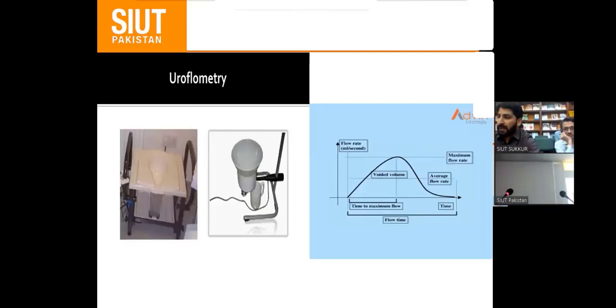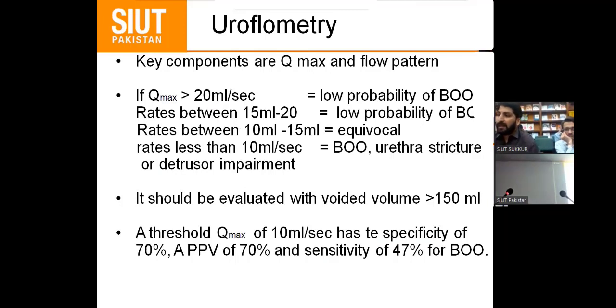Uroflowmetry or UFM: the patient has to void on this machine, and the data we get is in the form of a chart. The following information we get is the flow rate, time to maximum flow rate, the voided volume, the average flow rate, the time, and the maximum flow rate. The maximum flow rate is known as the Qmax.